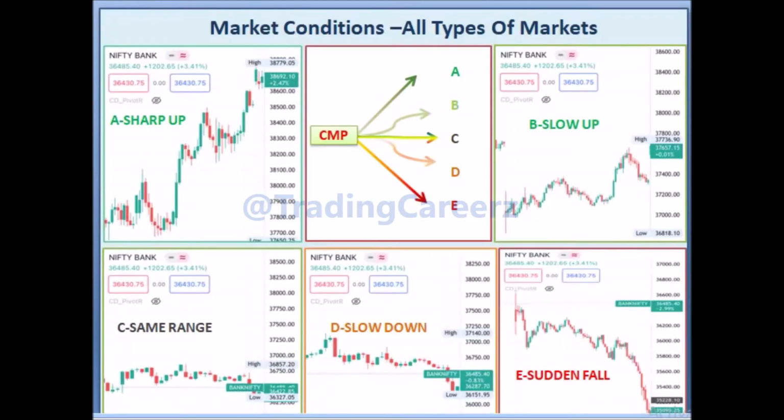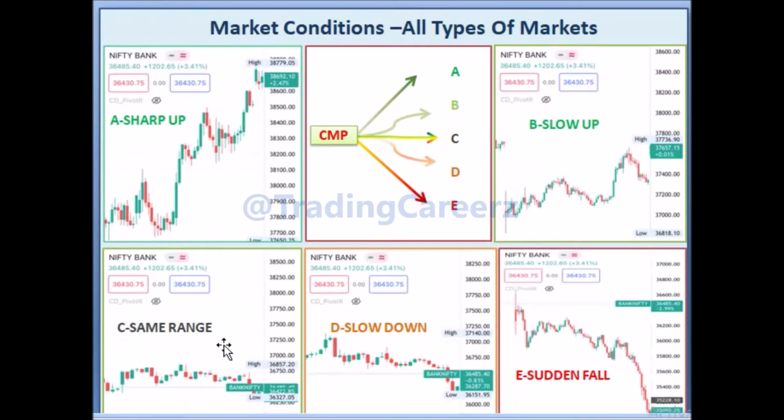Majorly, markets are of 5 types. At the current market price, if the market goes sharp up, I am coding it as A. If the market goes slowly up, it is marked as B. Otherwise, if the market stays the same in the range, it is C, like this chart.